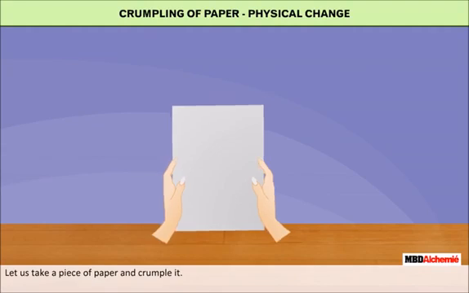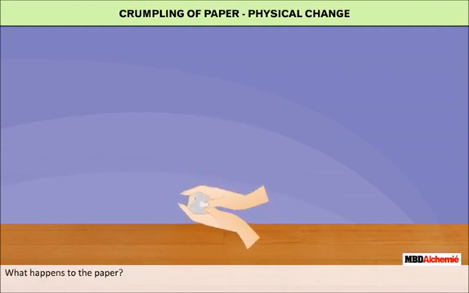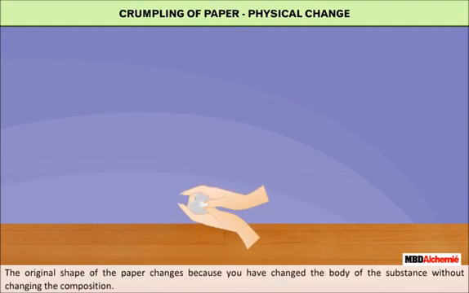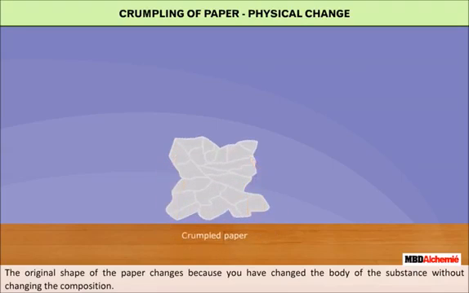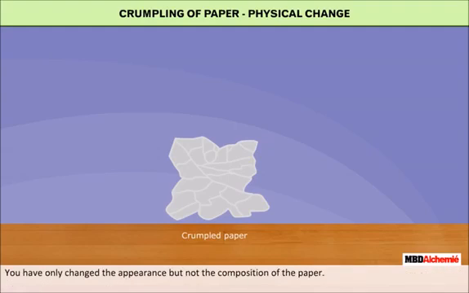Take a piece of paper and crumple it. What happens to the paper? The original shape of the paper changes because you have changed the body of the substance without changing its composition. You have only changed the appearance but not the composition of the paper. So, you have not made a chemical change but a physical change.